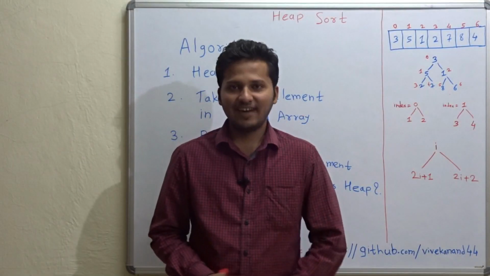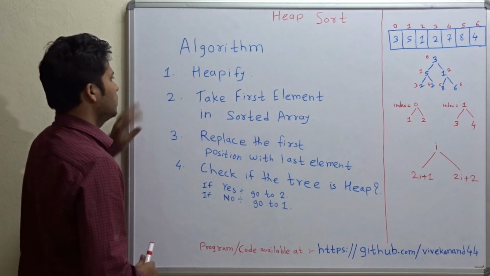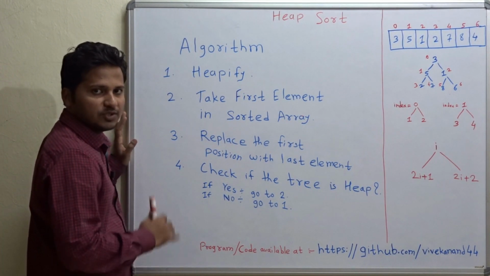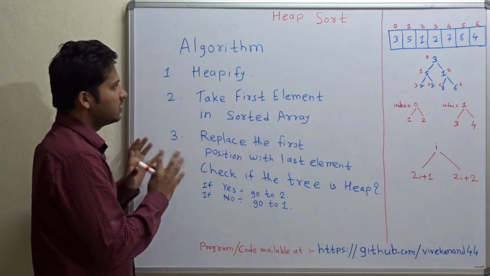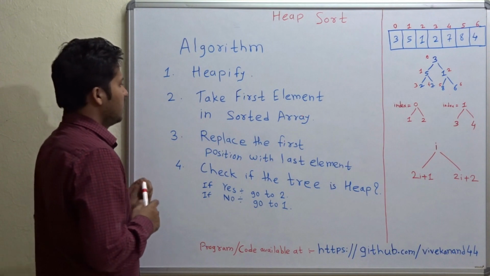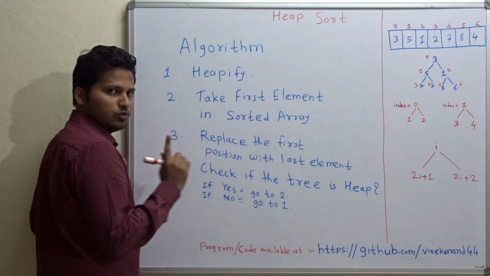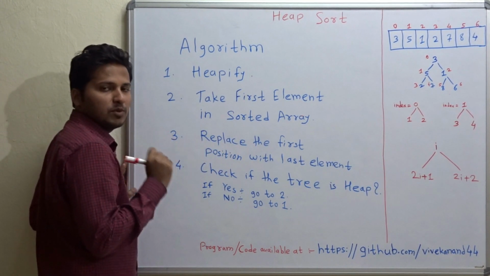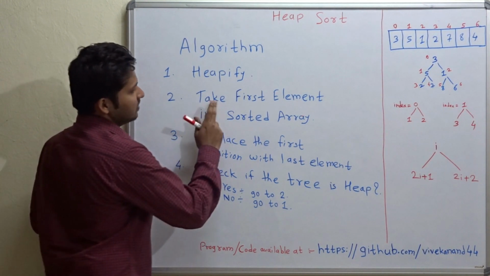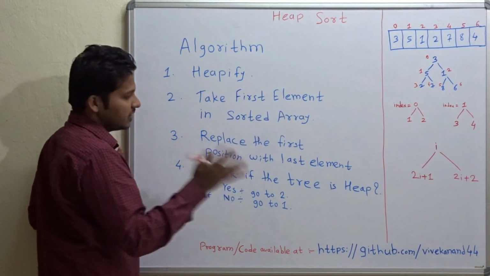So now let's see the algorithm. This is the algorithm. First, heapify the array means, as you know, we apply the method and create a min heap out of the array. Then once it is a heap, you know the first element is the minimum element in the array, in the sorted array. So take the first element in sorted array. We shift the first element into sorted array.